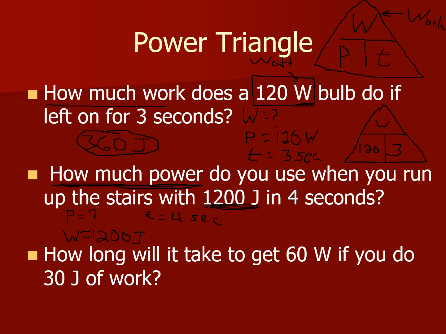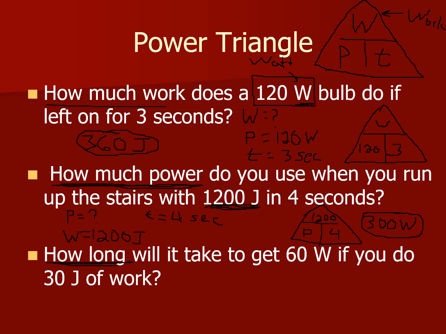Okay, great. So we're looking for the power, and we have the W and the T. Triangle time. The W is 1200. The power is what we're looking for, and the time is 4. When we divide that out, the power is going to be 300, and the unit for power is watts. W. 300 W.